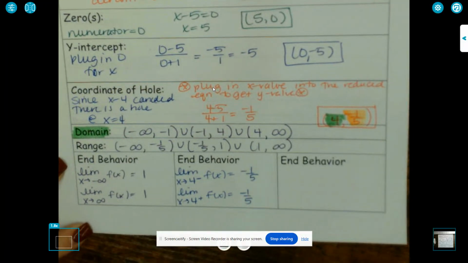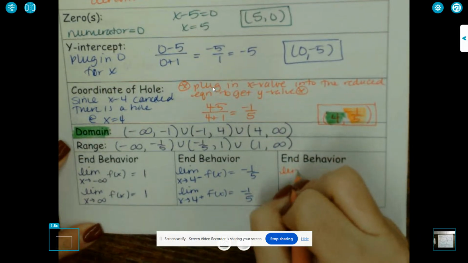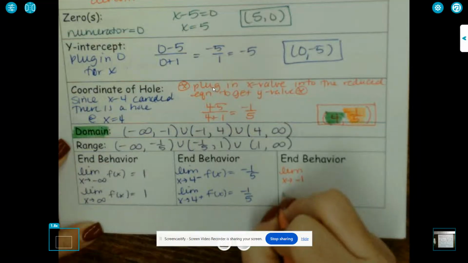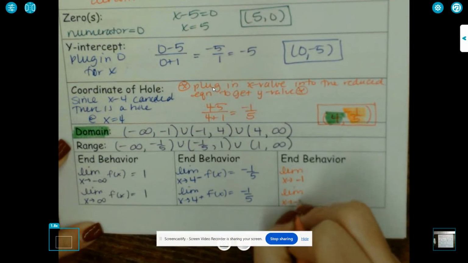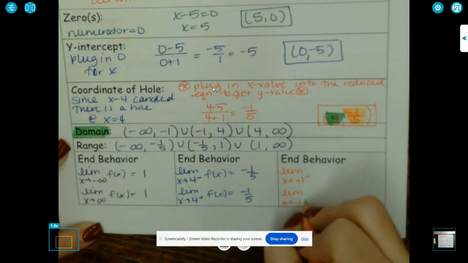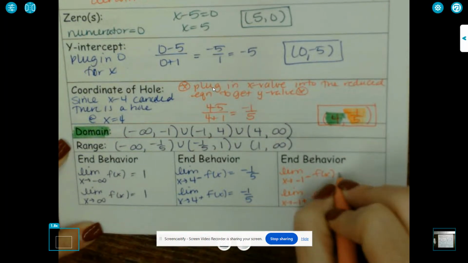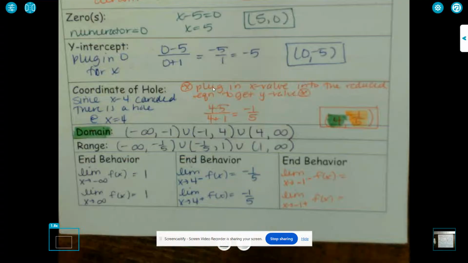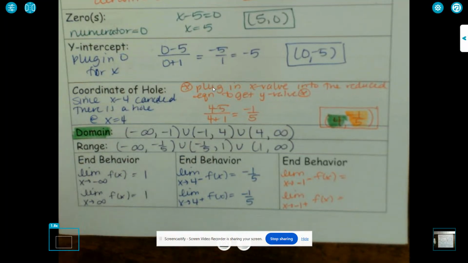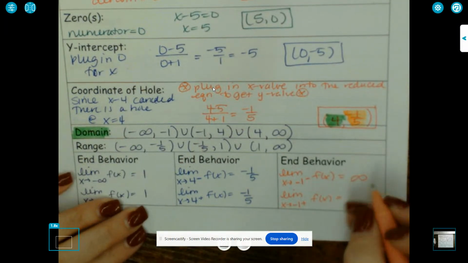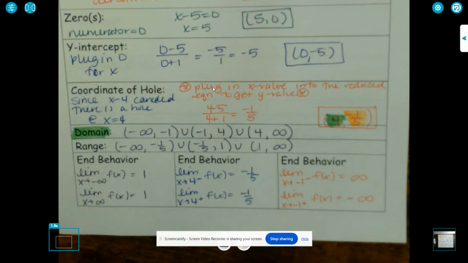And then the last one we have is as we approach the vertical asymptote, so negative 1 from the left and from the right. Remember, as we approach a vertical asymptote, we're either going to an infinity or a negative infinity. As we're approaching negative 1 from the left, we are going to go towards positive infinity, and as we approach negative 1 from the right, we are going to go towards negative infinity.